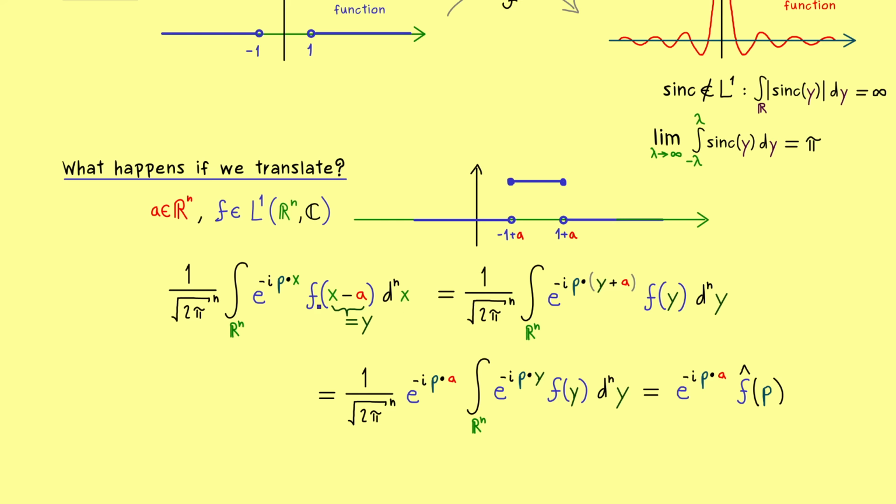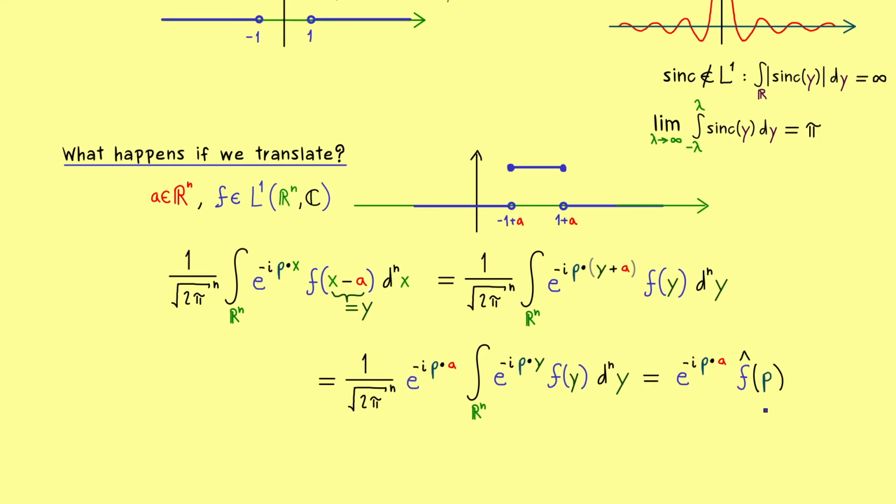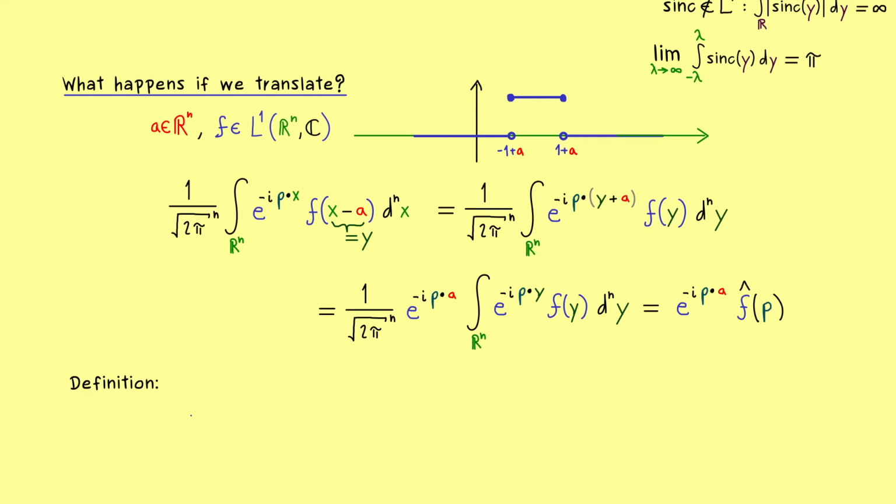So an additive translation in f gives us a multiplication for f hat. And in order to make this precise, we should define a translation operator and a multiplication operator. So maybe let's call the translation operator T_a, and this one should act on functions defined on R^n. This means T_a of f is a function defined on R^n again, but now shifted by the vector a. So if we put in a point x, we get out f of x minus a.